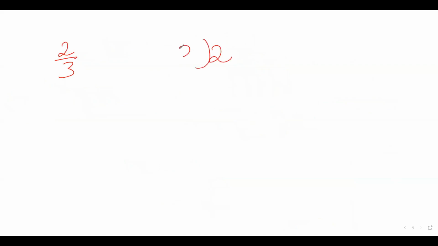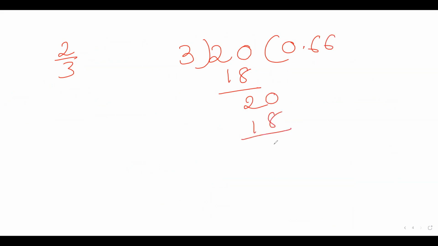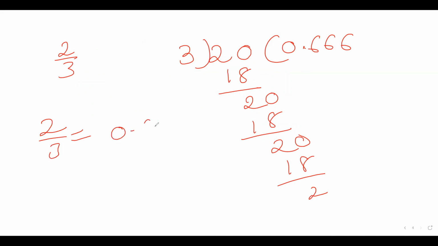Divide 2 by 3, you will get 0. Put a 0, 3 6 are 18. Now here 2 is the remainder, put 0, 3 6 are 18. 2 remainder, put one more 0, 3 6 are 18. 2 is the remainder. So 2 by 3 is equal to 0.666, so on. 2 by 3 is equal to 0.6 bar.